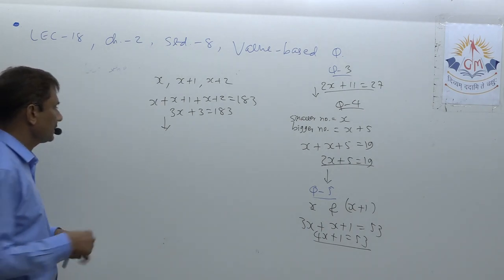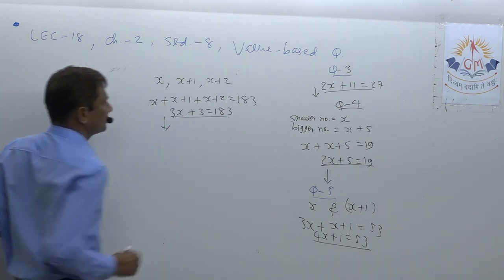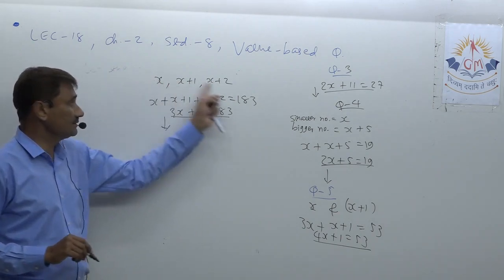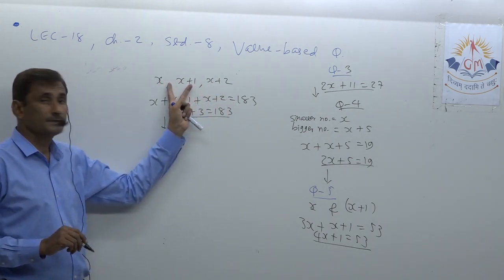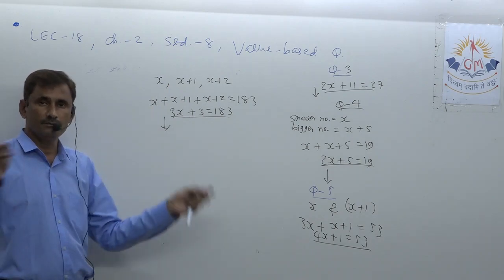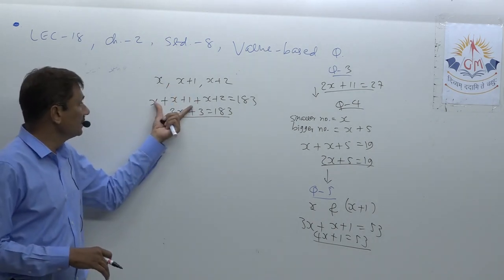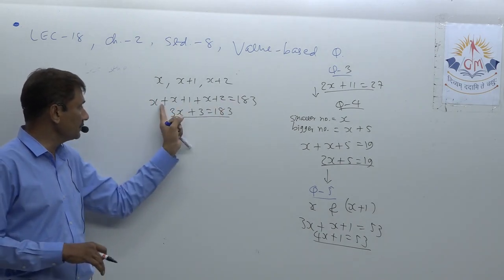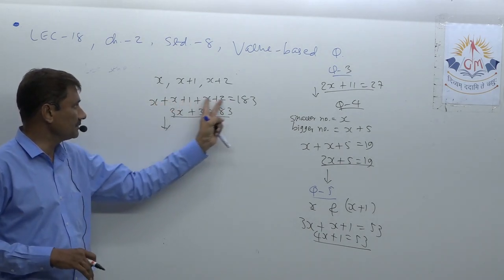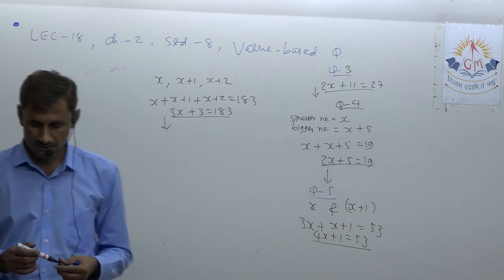Okay, so this is again the equation. You have to solve it. Now you have to write your statement. Suppose the three consecutive numbers are x, x plus 1 and x plus 2. Then write the sum is 183. So you make the sum of the first number, second number, third number. So all are added.